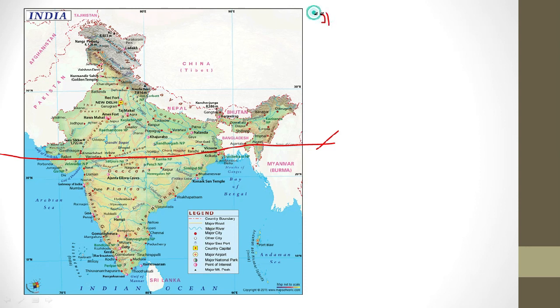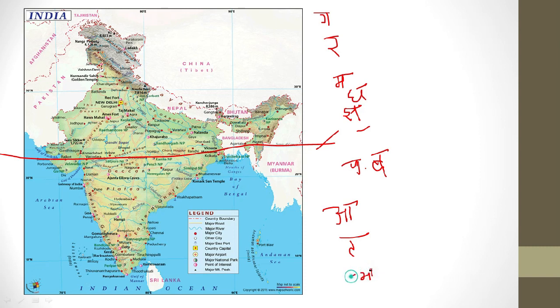Now I said Ga Ra Ma, Cha Jha, Pa, Ba, A, Ta Ma. Now let us try to see, starting from the west, students. We are starting from the west and we are moving towards the east.